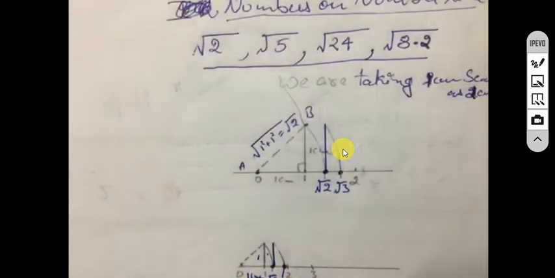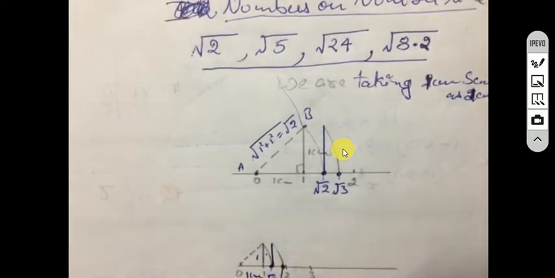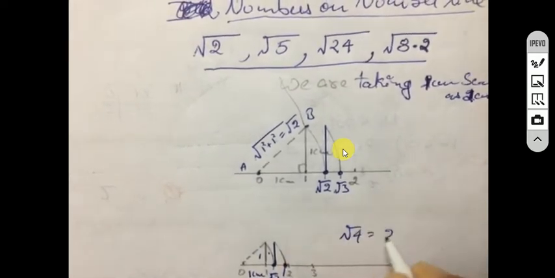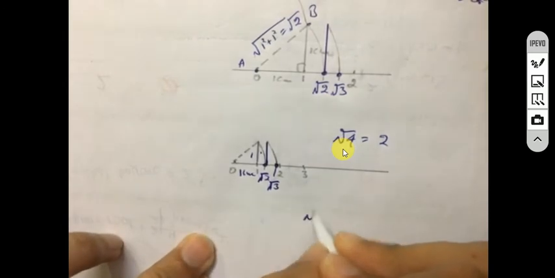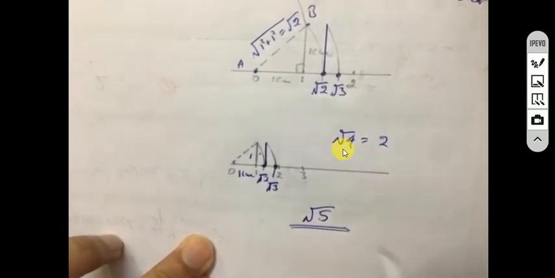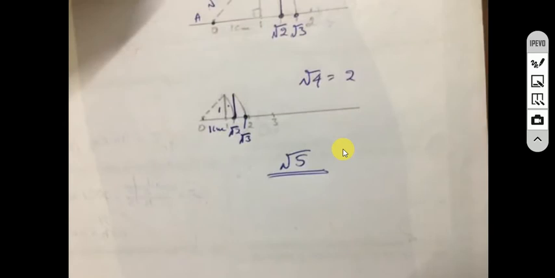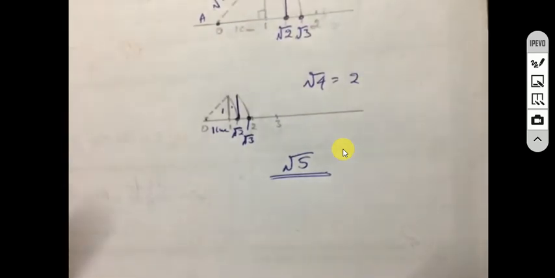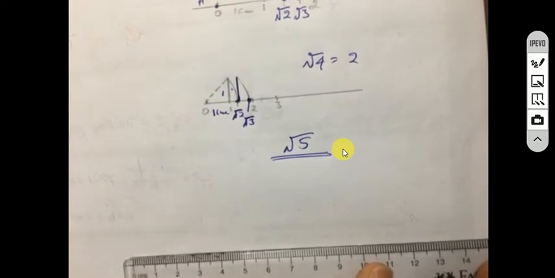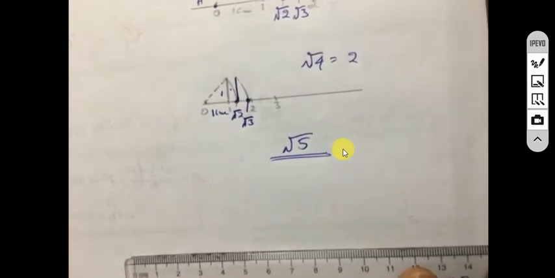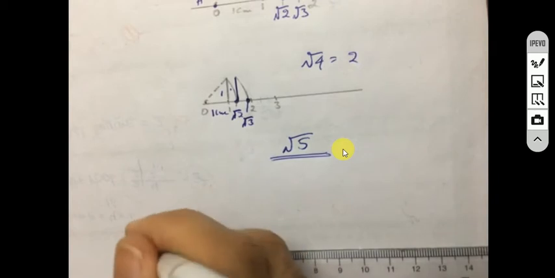Now under root 4 is actually 2. Now next we have to find under root 5. If we have to draw under root 5, what will we do? Let's see. What I can do, I'll first make a line. You can use either a pen or a pencil. I'm using a pen so that it can be bright and clear to you all.